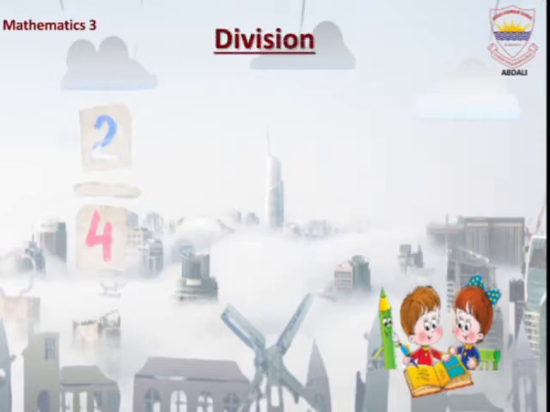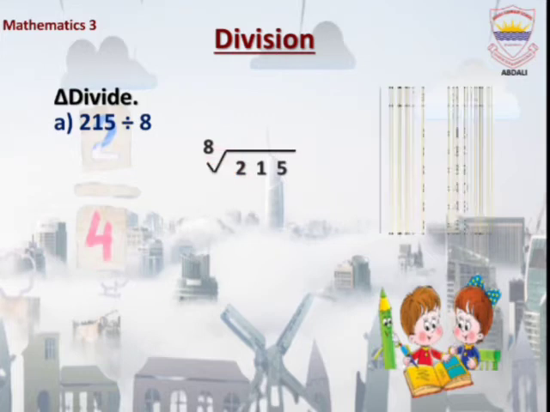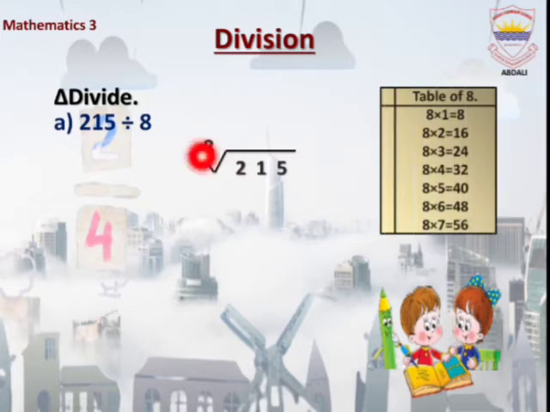Now students, let's start to solve our second example. Our question is 215 divided by 8. Here students, 215 is our dividend and 8 is our divisor. Now students, what do we do now? We recall the table of 8. 8 1 is 8, 8 2 is 16, 8 3 is 24. 16 is smaller than 21, so we write 16 under 21. And 8 2 is 16, so we write 2 at the quotient place.